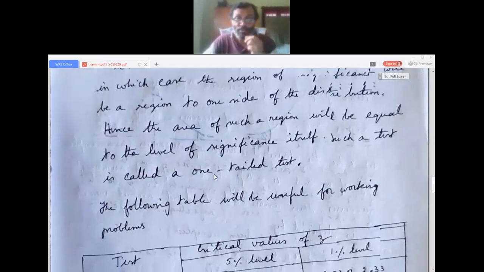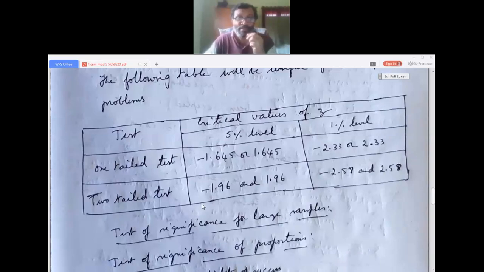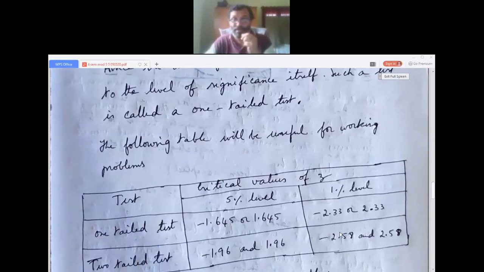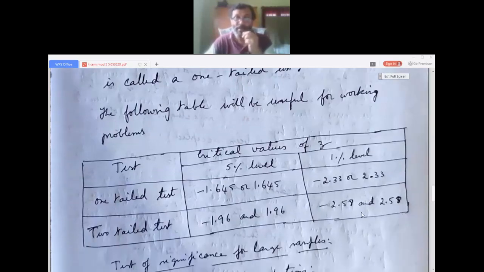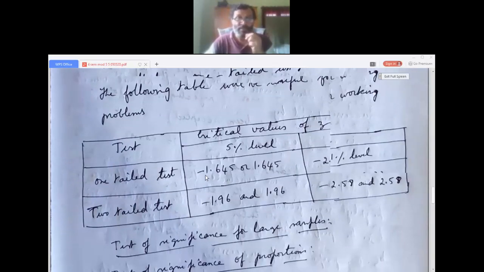So the following table is useful for working out problems. For a one-tailed test, the critical values of z: at the 5% level, z lies between minus 1.645 and plus 1.645, and at the 1% level, between minus 2.33 and 2.33. For a two-tailed test, the critical values of z at the 5% level lie between minus 1.96 and plus 1.96, and at the 1% level between minus 2.58 and 2.58. It is clear.